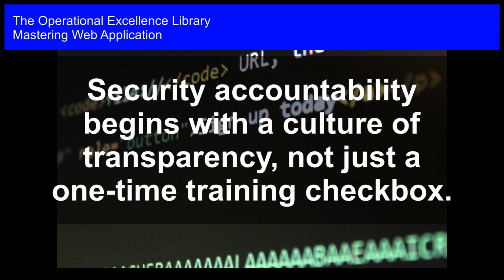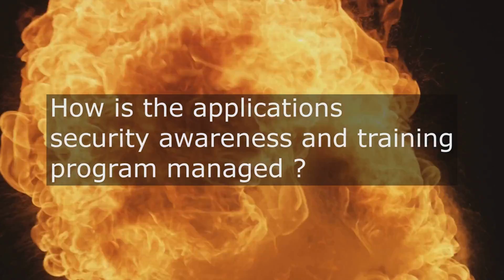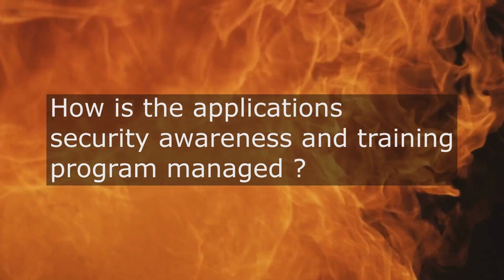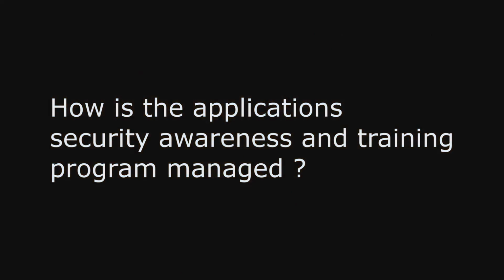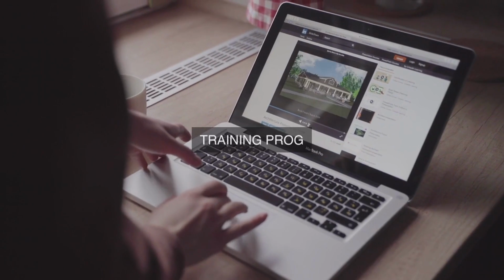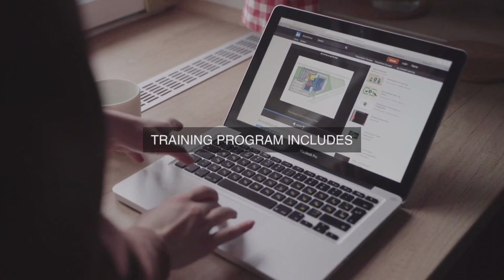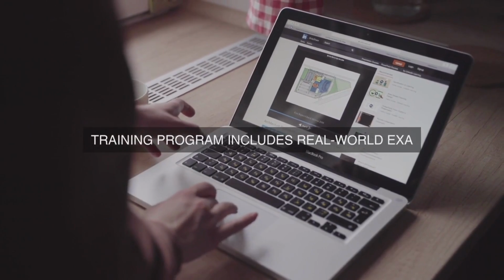Mastering web application security: accountability begins with a culture of transparency, not just a one-time training checkbox. When is the application's security awareness and training program formally reviewed and updated to ensure its ongoing effectiveness in promoting a culture of security among its developers, and what metrics are used to measure its success?